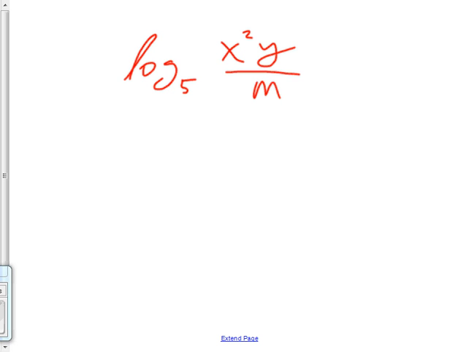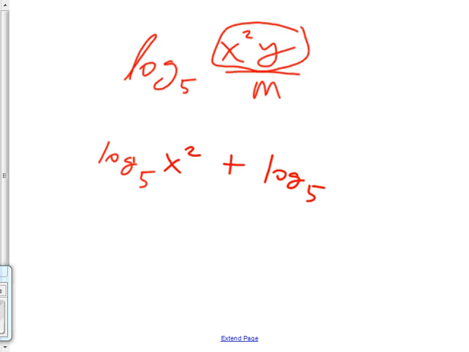All right. How about expanding and condensing? That's another big topic. Let's say we had log base 5 of x squared y over m. And I wanted to split that up, expand it as much as possible. Well, I'd say log base 5 of, let's see here. I got to split this up, and this part right here is x squared plus log base 5 of y.